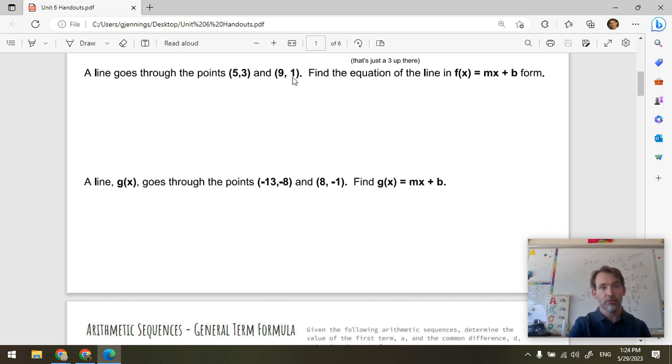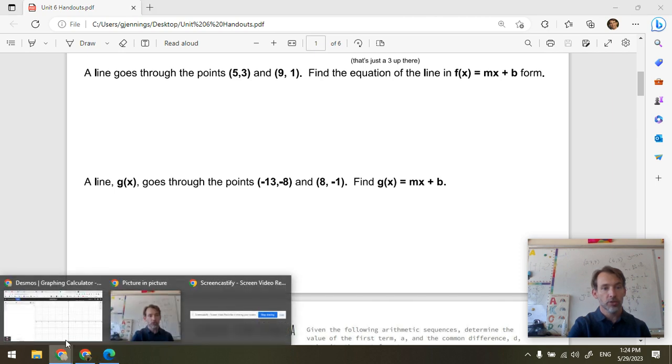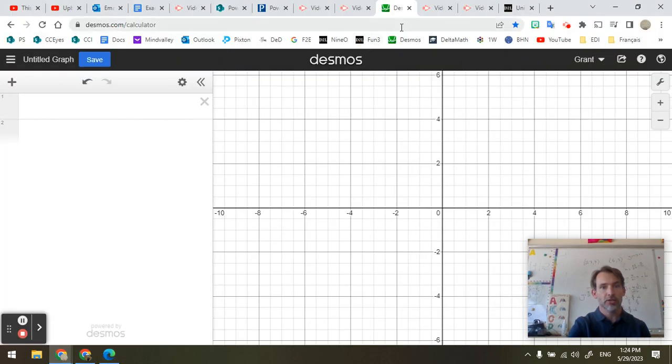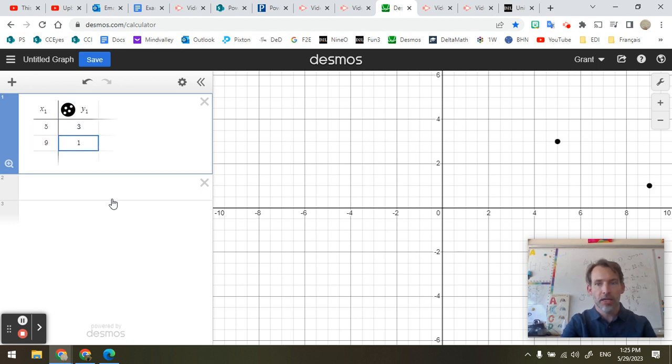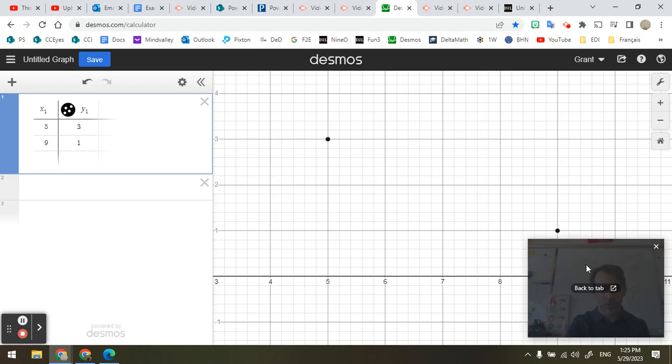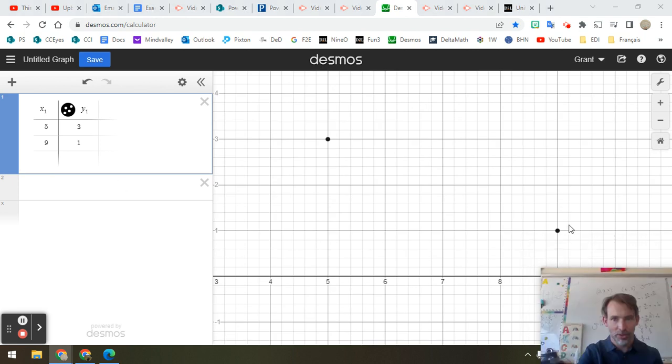We got the point (5, 3) and the point (9, 1). So here's what you do in Desmos. You get yourself a fresh Desmos, and you click this plus, and you say, please add me a table. And then you put in your points, 5, 3 and 9, 1. Okay? And now you can even use this button, zoom to fit, and it will show you your points there. There are our 2 points. So I can kind of prepare a visualization for us. We know that the slope is negative, that b is going to be a little bigger than 3.